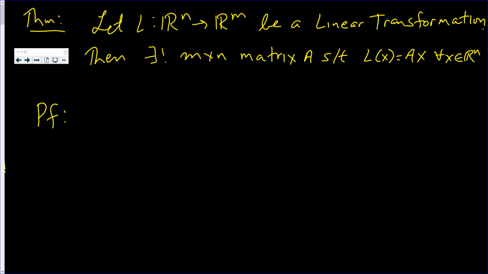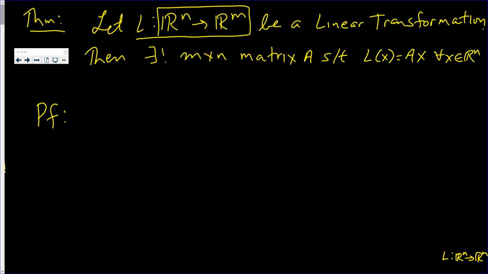In this video, we're going to prove that if L is a linear transformation from Rn to Rm, let me write that down somewhere because I don't want to forget that. Okay, so L is a linear transformation from Rn to Rm. Then there exists a unique n by n matrix A such that L of x and A times x are equal for all x in Rn.